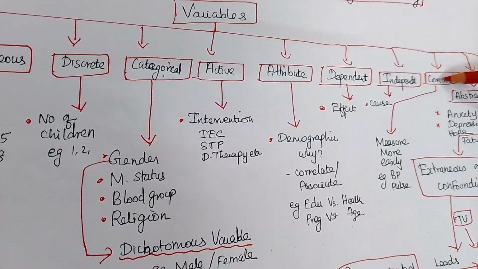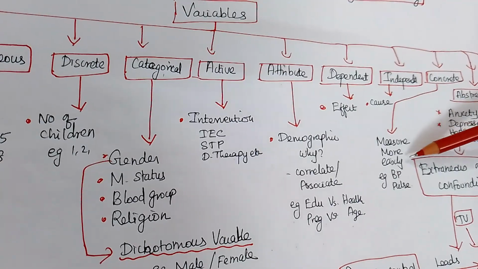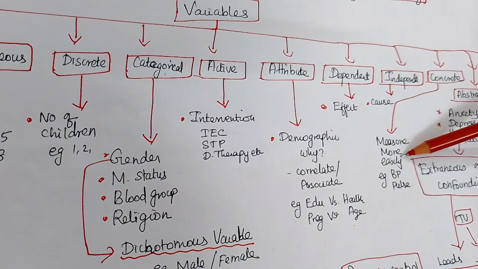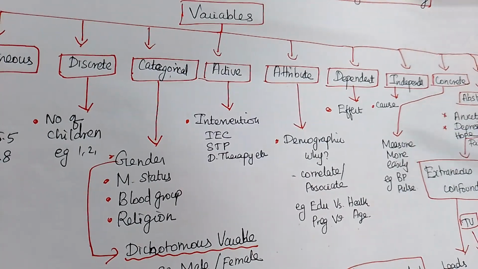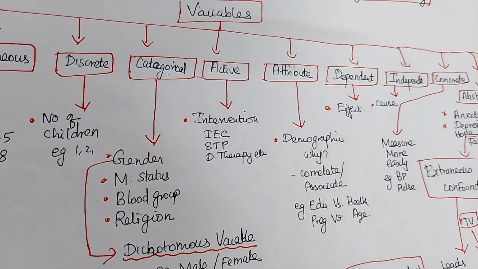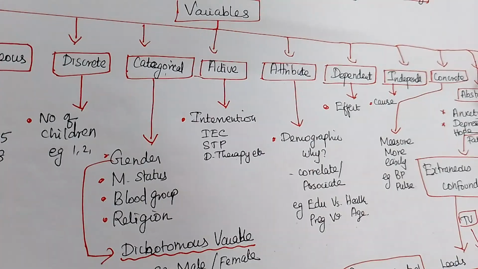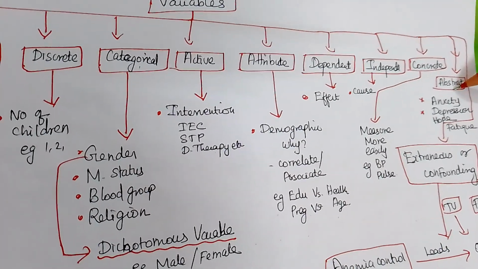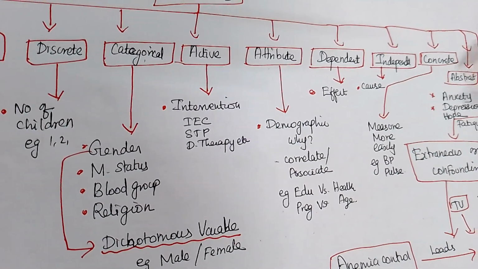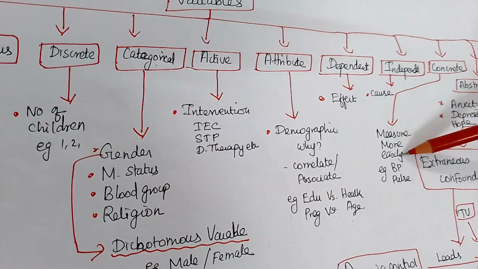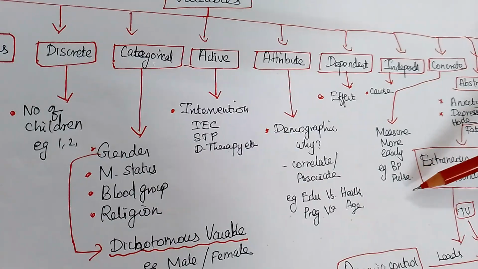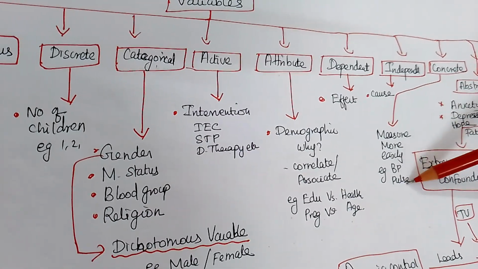Then what is a concrete variable? A concrete variable is one you can measure more easily. This is my BP, this is the pulse, these are concrete. What is an abstract variable? An abstract variable is something abstract. It's not so concrete. Concrete: everybody has a BP, everybody has a pulse, everybody has a heart rate. You can measure it.